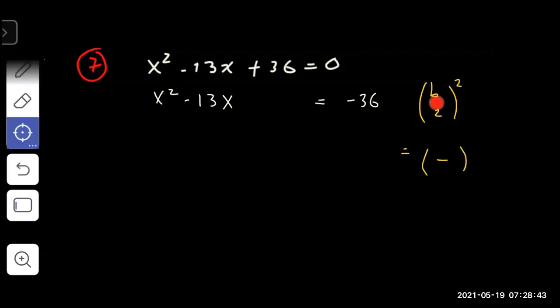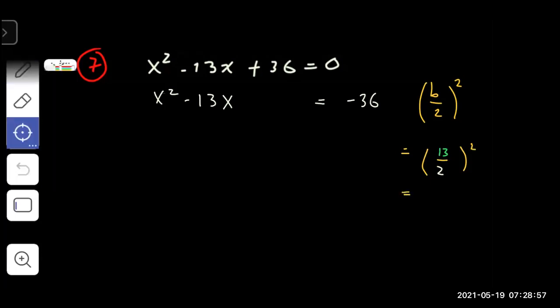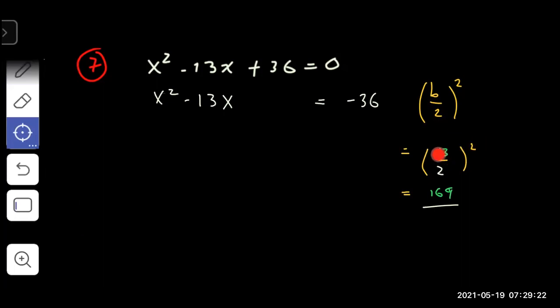What is the value b? Negative 13. We don't need the negative, do you remember that part? Because at the end it's going to be positive. But if you want to put it, 13 over 2, raised to the second power. You may notice that 13 over 2 is a decimal, so we leave it like that. When we can simplify it, we simplify it. In this case, let's separate 13 raised to the second power: 13 times 13. What is that equal to? 169? Am I right? I think that is the value, 169.